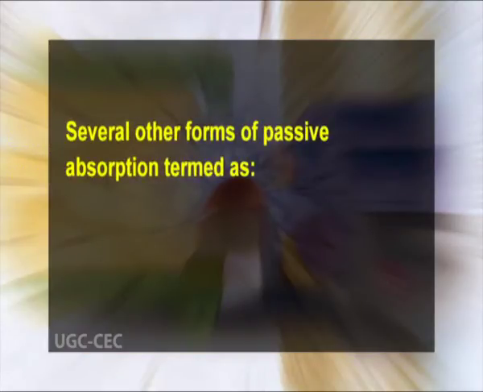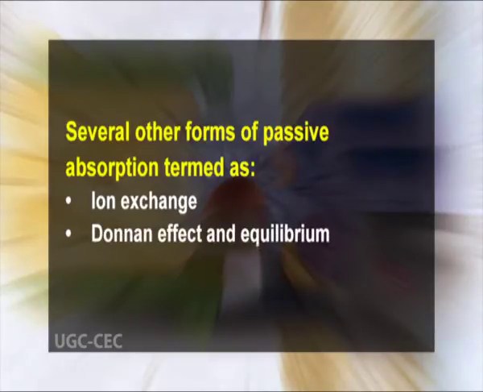Several other forms of passive absorption are termed as ion exchange, as we have discussed above, Donnan equilibrium, and mass flow of ions. First, Donnan equilibrium. The Donnan equilibrium theory takes into account the situation in which there are present on one side of the membrane certain non-diffusible ions.